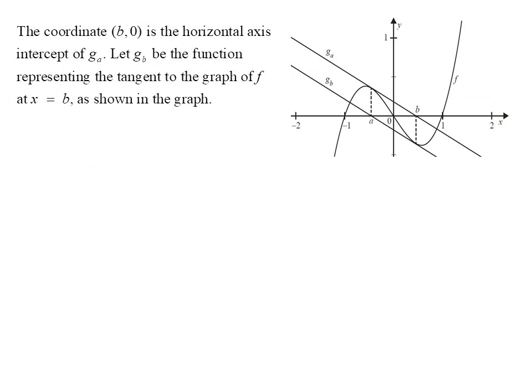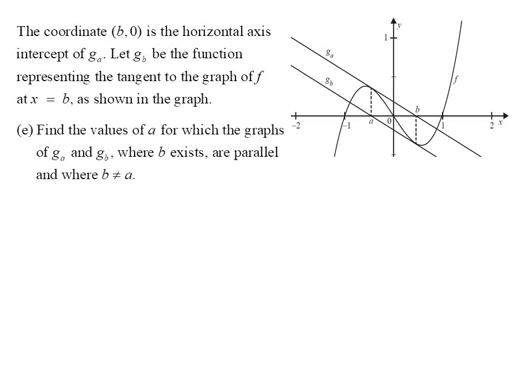As seen from the graph, the coordinate (b, 0) is the horizontal axis intercept of GA. We let GB be the function representing the tangent to the graph of f of x at x equals b, as shown in the graph. Based on the above, part E is to find the values of a for which the graphs of GA and GB are parallel and where b is not equal to a.